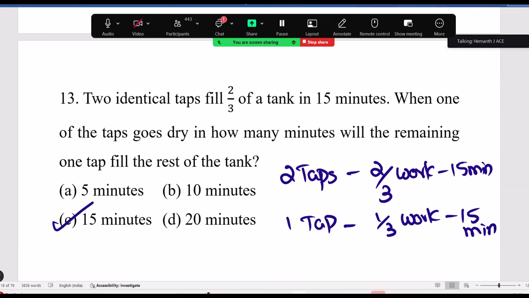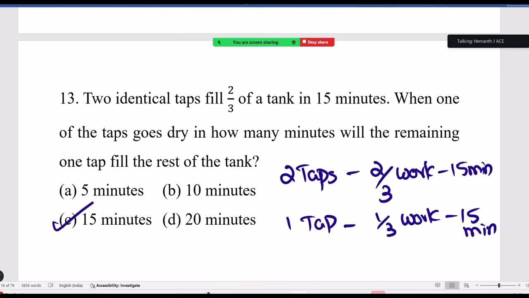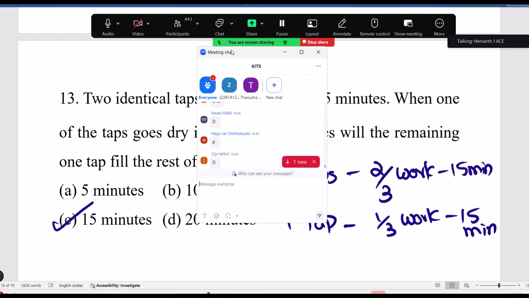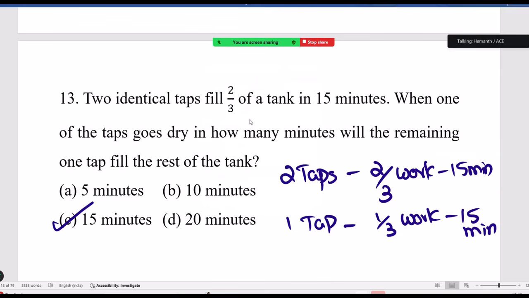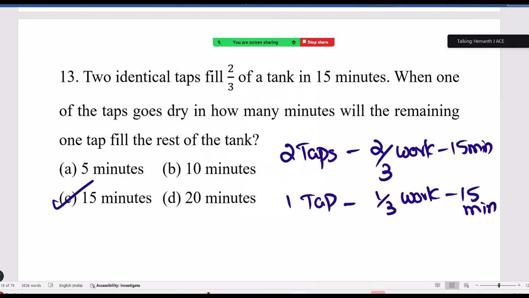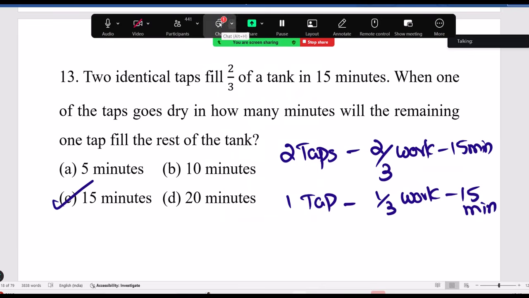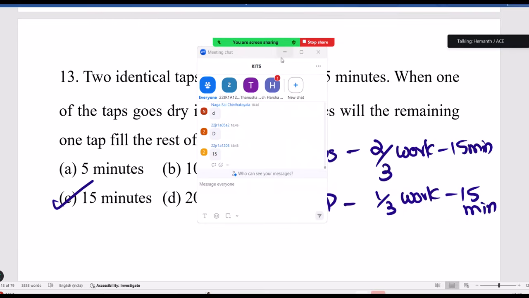Two taps fill 2/3 of the tank in 15 minutes. One tap can fill 1/3 of the tank in 15 minutes only. That's what the remaining also says. I divided by 2: 2 taps, 2/3. When more taps, more work; fewer taps, less work. Right? And yes, the answer is 15, as simple as that. See, no much complications here. I hope you can have some new points to learn in this one. 15 minutes.